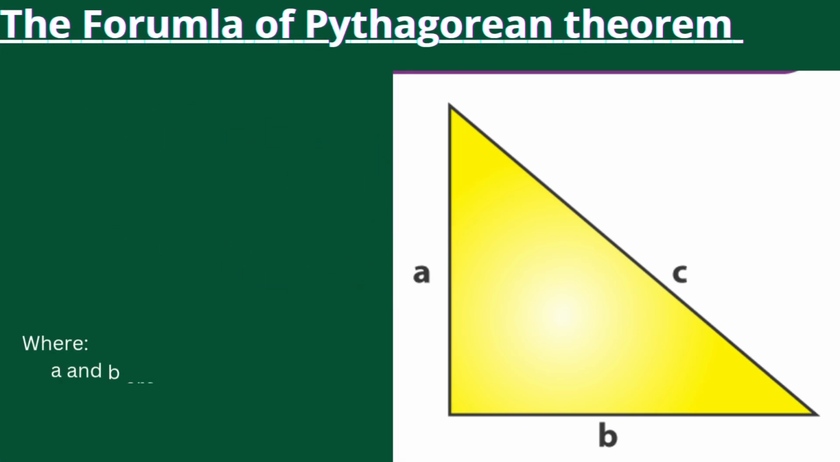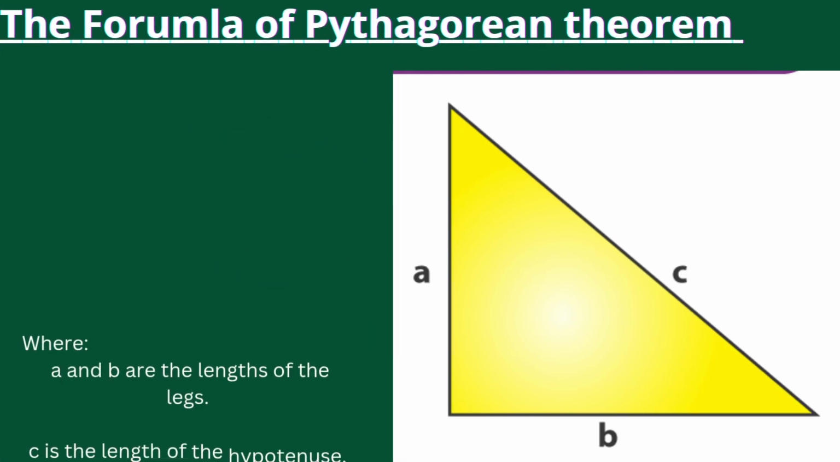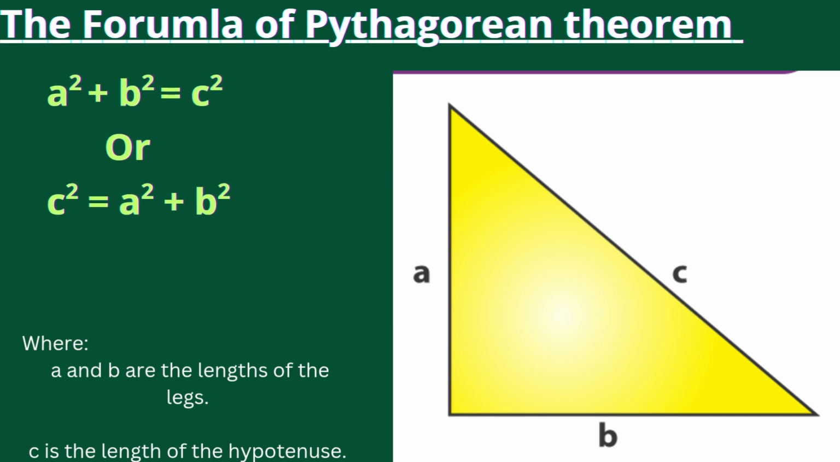What is the Pythagorean theorem? The Pythagorean theorem tells us how the lengths of the three sides of a right triangle are related. It says, a^2 + b^2 = c^2, or c^2 = a^2 + b^2.